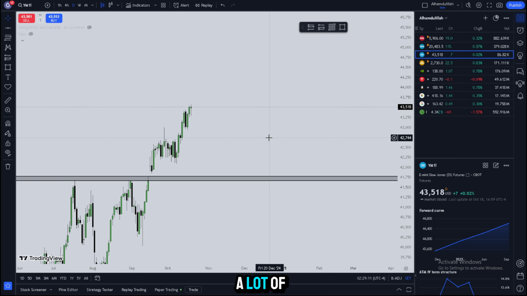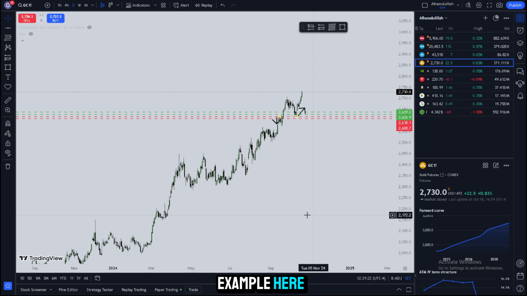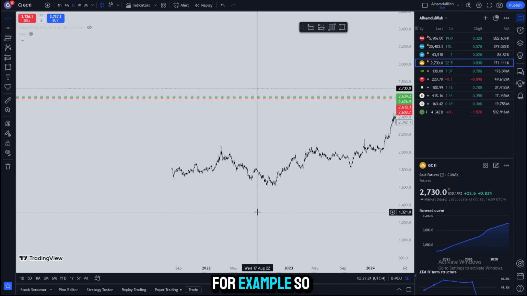How do we know this? Because a lot of the time resistance and support are congruent. When you know where the market reverses at, so if the market reverses here congruently, then you know that this is a key zone. Okay, so I'm going to show you another example here. It's going to be very, very cool. This is gold, for example.